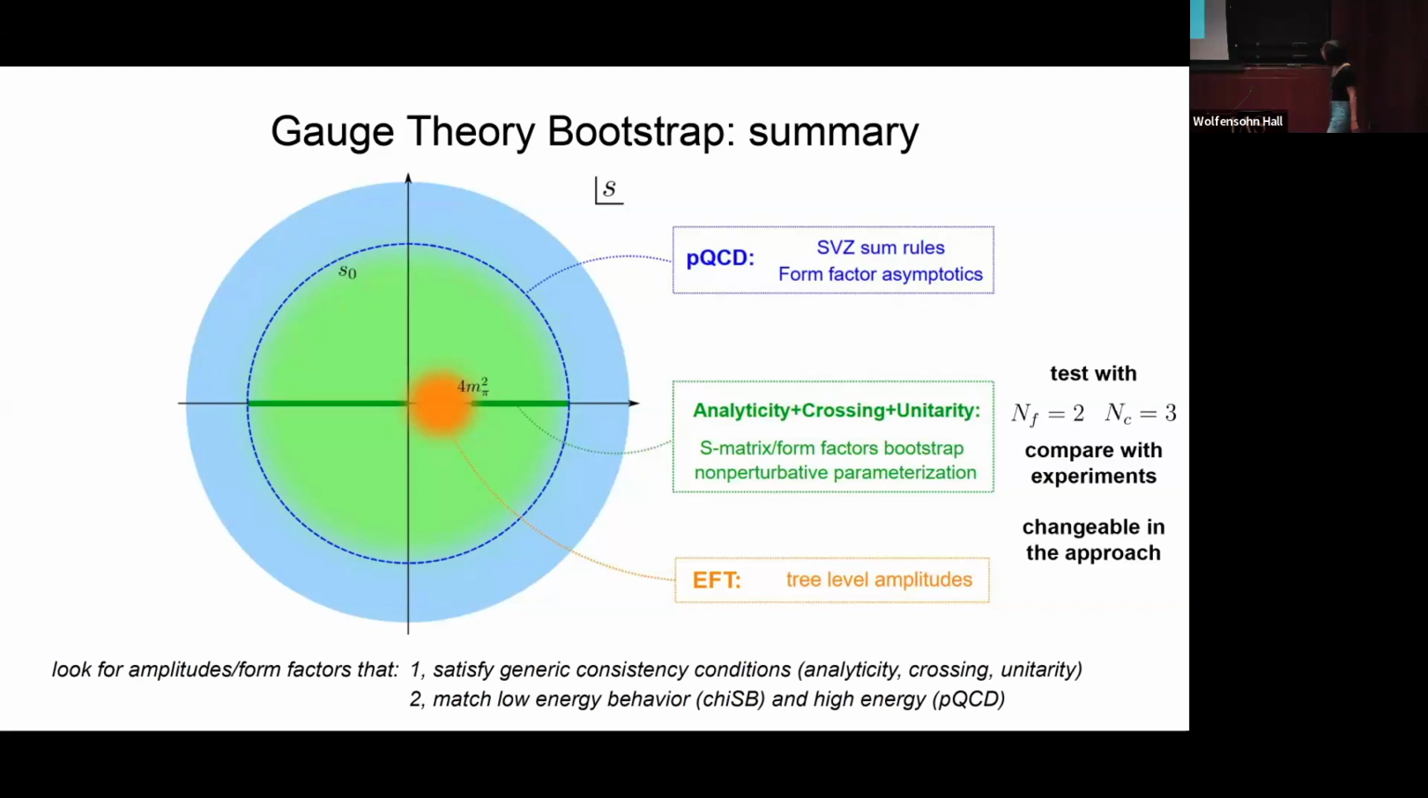So we're going to perform a test of this method with NF equals 2, NC equals 3 for the purpose of comparing with experiments. But these are gauge theory parameters that are changeable in the approach for a generic study.